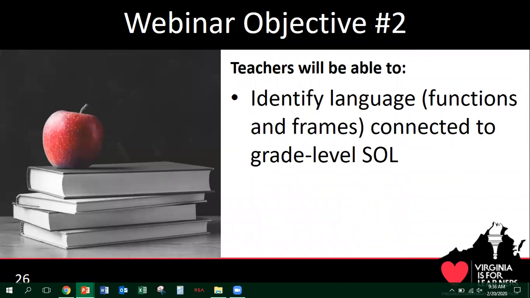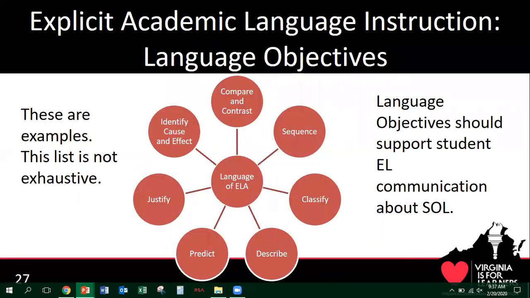So with that, I'm going to move us into our second objective, to really identify the language, specifically language functions and frames connected to grade level SOL. So we're digging deeper into that discussion when we saw the scholar sheets of what is the language connected to what we're asking students to do. So this list is obviously not exhaustive. We know that we ask students to use language for a variety of ways throughout our grade levels and SOL skills.